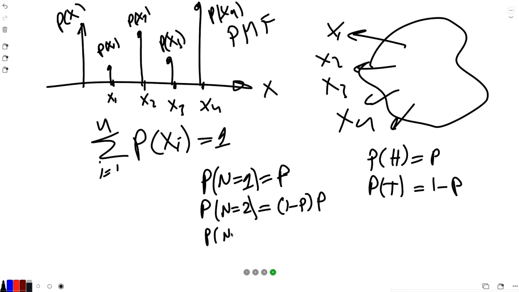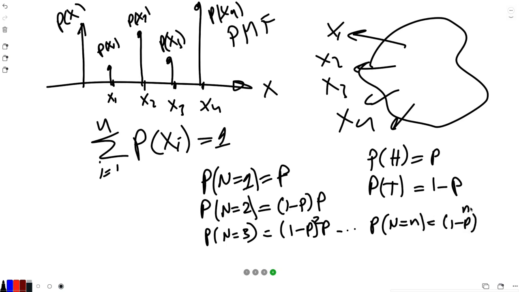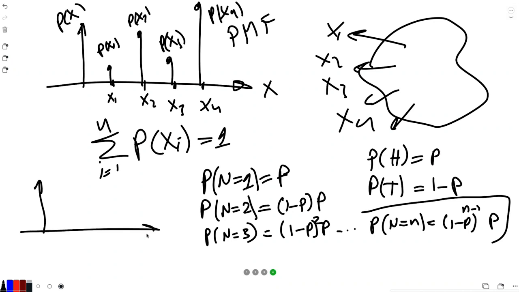What is the probability that n equal to 3? It will be the same, 1 minus b square times b, because the first two throwing results were tails, and the third one was head, and we can continue in this way. So in general, the probability that n equal to n small is 1 minus b to the power n minus 1 times b.